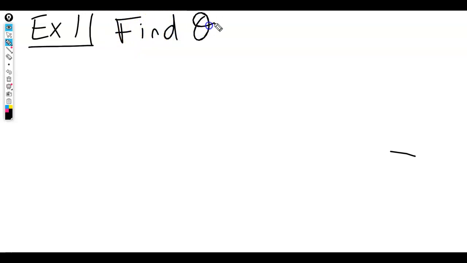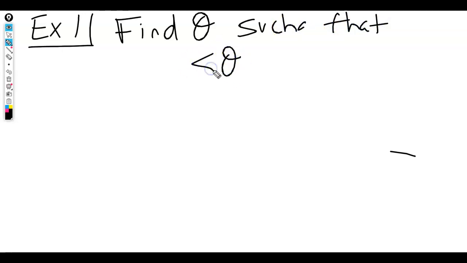So let's go ahead and do an example. I'm going to do 2 examples, and then I'm going to let you guys try a student practice. Example 1. Now here's how the directions are going to be looking for this. We're going to say find theta such that theta is between 0 degrees and 360 degrees.